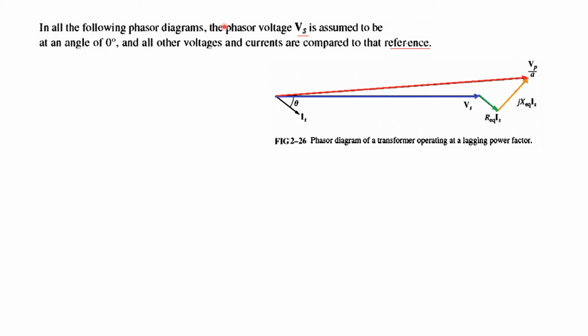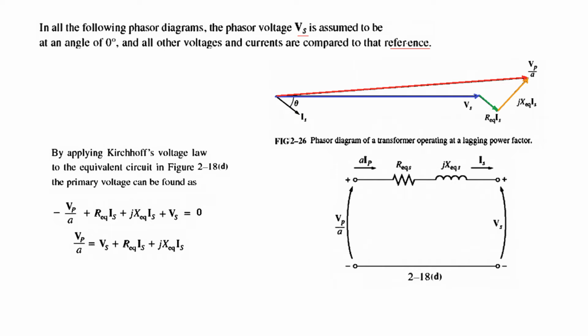Now in all the following phasor diagrams, the phasor voltage Vs is assumed to be the reference voltage at 0 angle. So this is the voltage Vs, and it is taken as the reference or 0 angle, and all other voltages and currents are compared to the reference voltage. So all other lines that we draw will be with reference to this. So let's see.